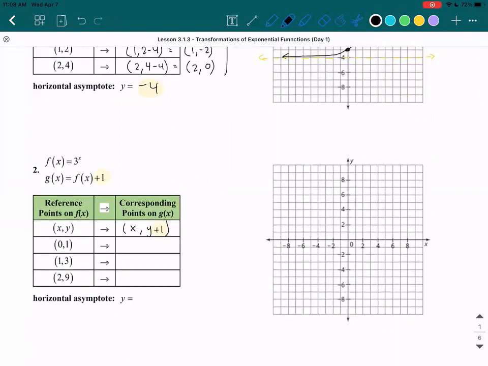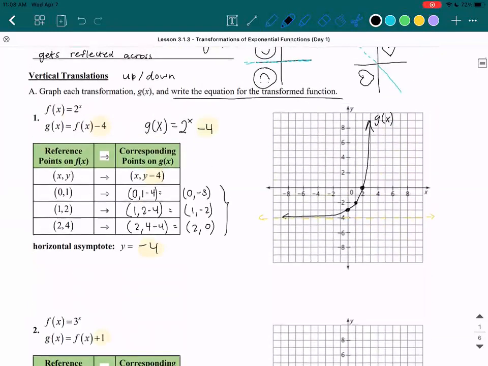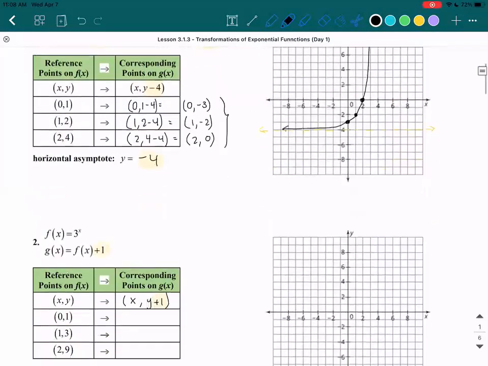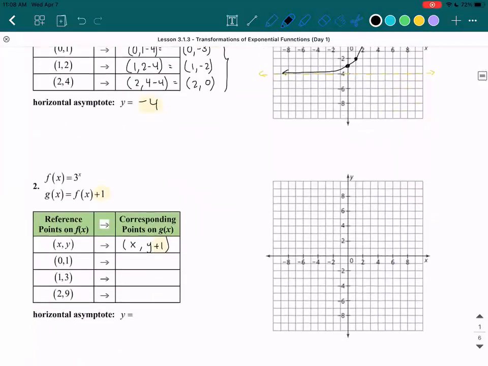And I think some of you can already guess, do you think it's going to go up or do you think it's going to go down? Because on number 1, we subtracted 4, it went down. Number 2, we're adding 1, so it's going to go up. All right, let's take a look at how each point changes. Remember, these are vertical translations, which means your x value stays the same.